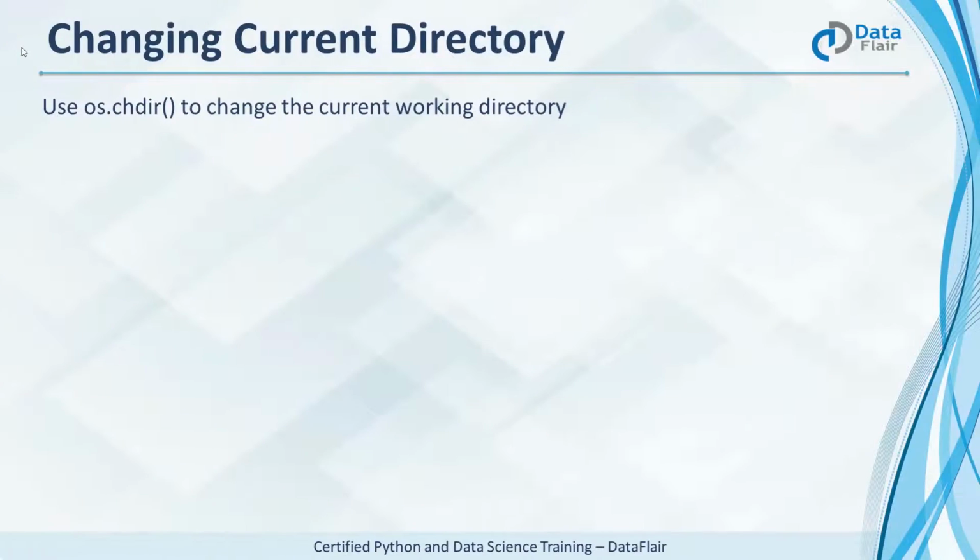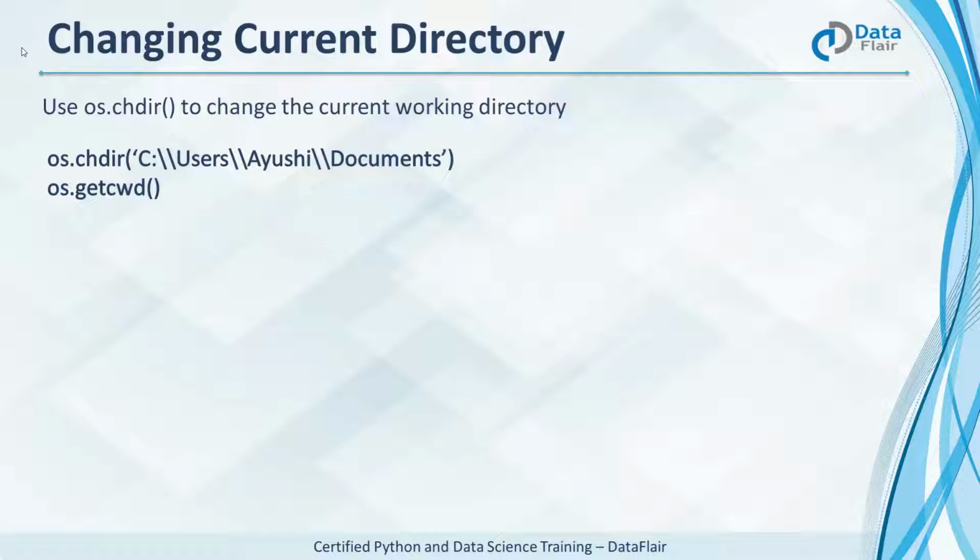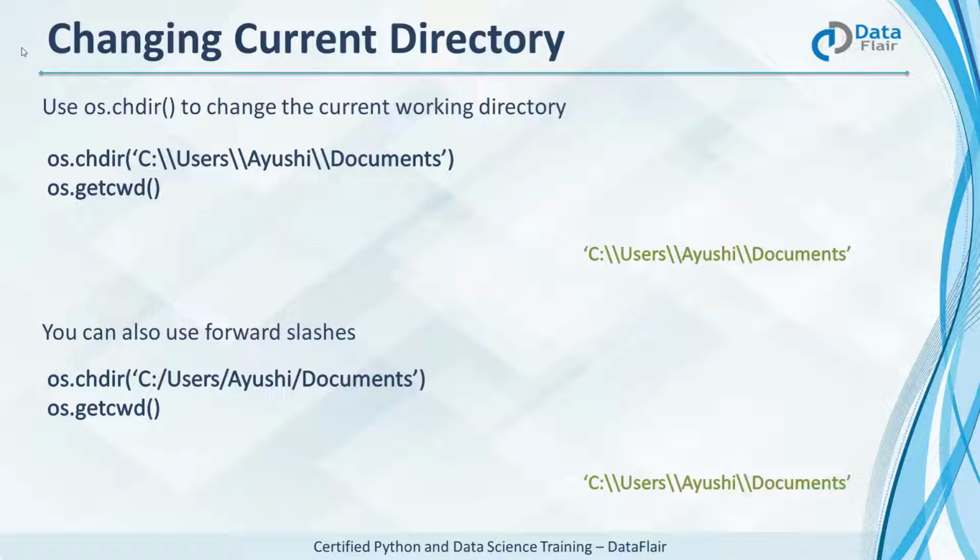So we know where we are right now, but we can also change this with the chdir function. Change it to documents. What's the current working directory now? Documents. Not in the mood to type double backslashes? You can use single forward slashes instead.